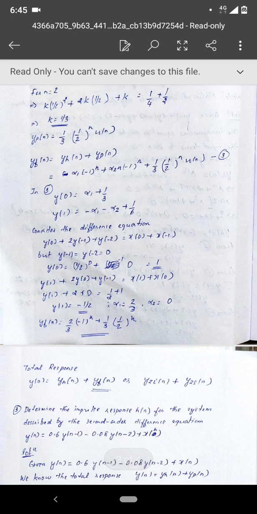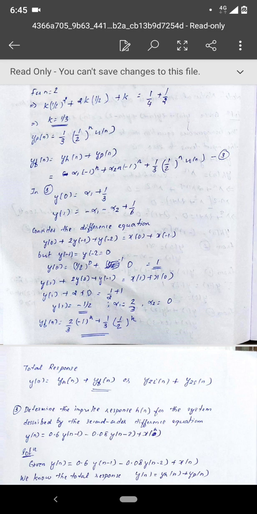Okay, see. So again, from problem number one, we have followed the same method. From equation three, you just substitute n is equal to 0 and n is equal to 1. You get the two equations in alpha 1 and alpha 2. Then again consider the difference equation and simply consider n is equal to 0.